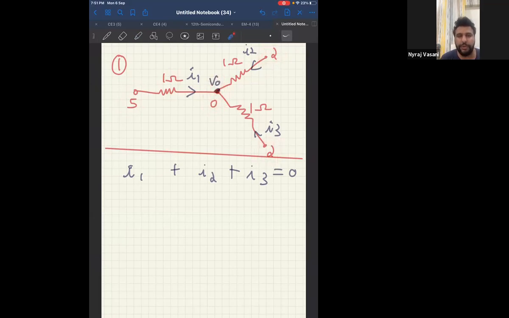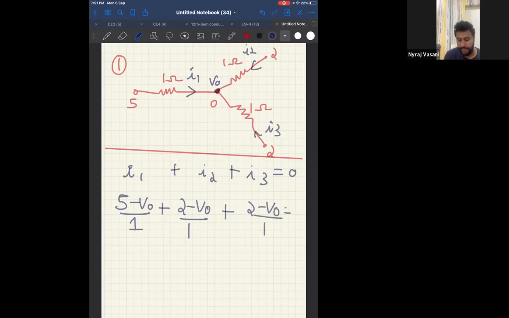We'll keep V0 first only if the other one is ground. That we have done last class. Remember, when something was ground, then it was V0 minus 0. So over here, if I apply that logic, I1 will be 5 minus V0 by R1 plus 2 minus V0 by R2 plus 2 minus V0 by R3 equal to 0.